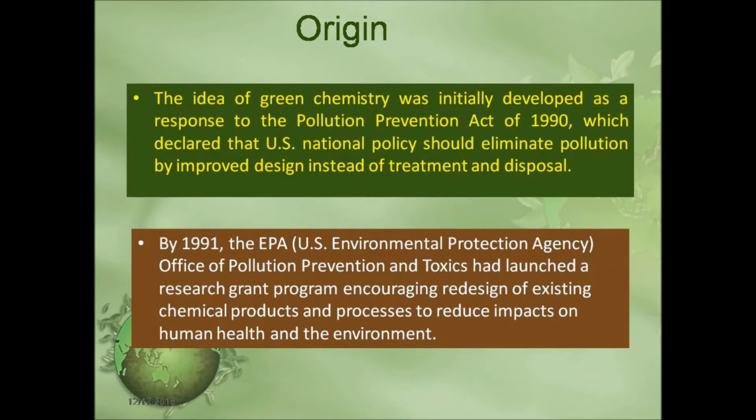Let's see what is the origin of green chemistry. The idea of green chemistry was initially developed as a response to the Pollution Prevention Act of 1990, which declared that US national policy should eliminate pollution by improved design instead of treatment and disposal. By 1991, the EPA, the US Environmental Protection Agency, Office of Pollution Prevention and Toxics, launched a research grant program encouraging the redesign of existing chemical products and processes to reduce the impacts on human health and the environment. The EPA, in partnership with the US National Science Foundation (NSF), proceeded to fund basic research in green chemistry in the early 1990s.